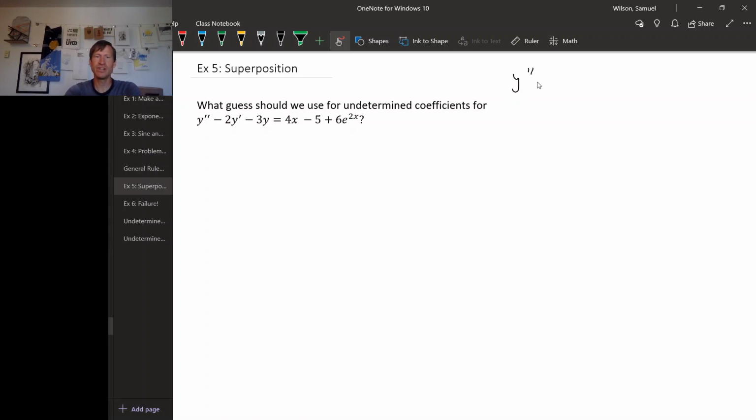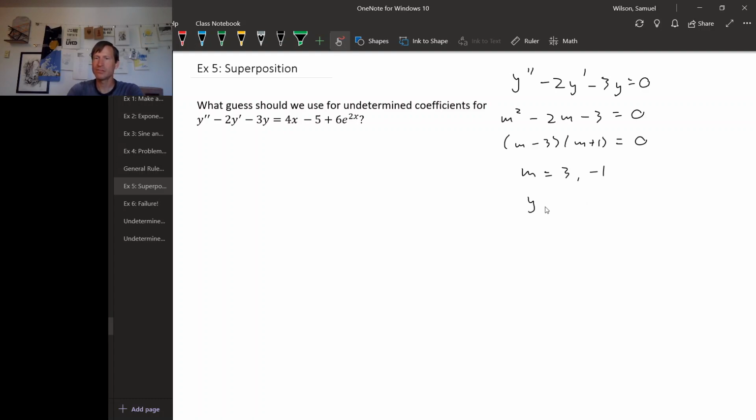So the associated homogeneous equation is y double prime minus 2y prime minus 3y equals 0. The characteristic equation is m squared minus 2m minus 3 equals 0. This one factors, it's m minus 3 times m plus 1 equals 0. And so m is 3 and minus 1. And so the complementary solution is some constant times e to the 3x plus some other constant times e to the minus x.